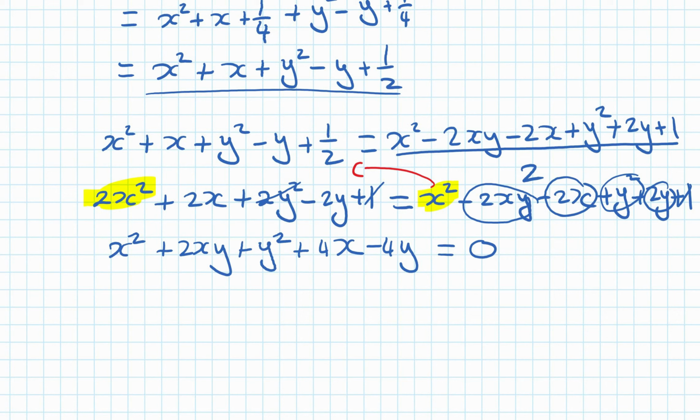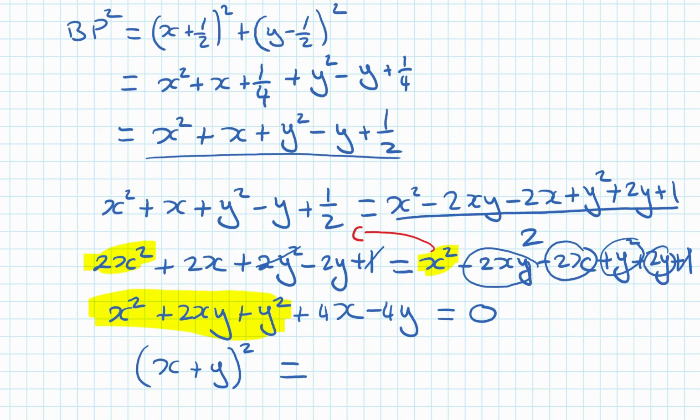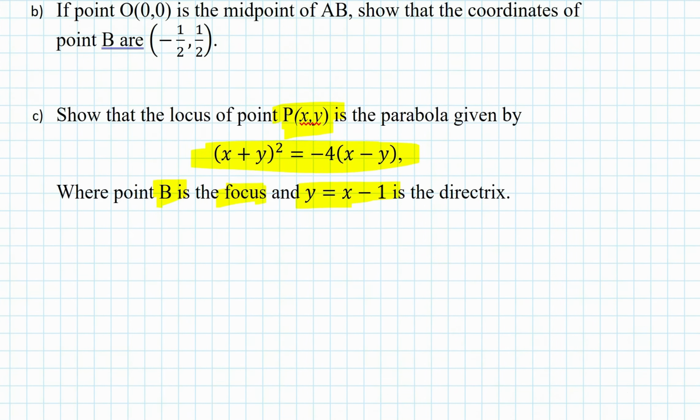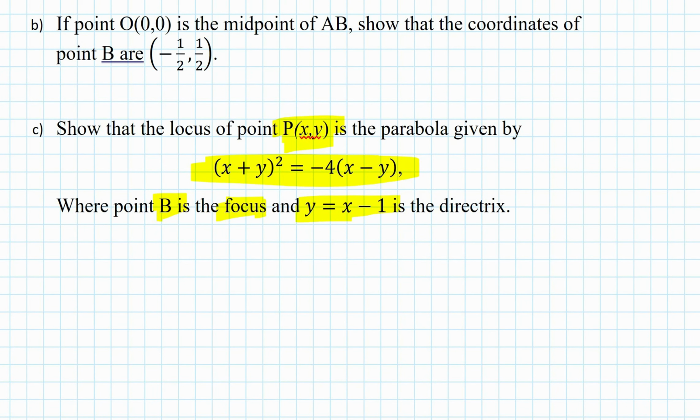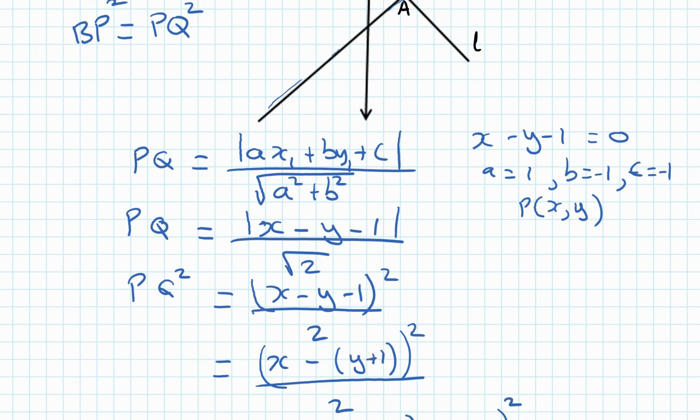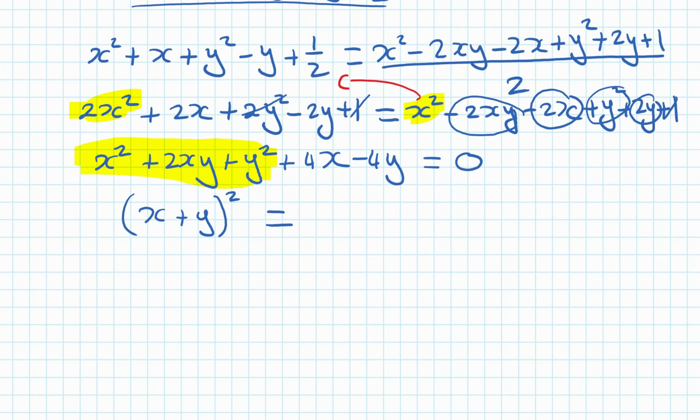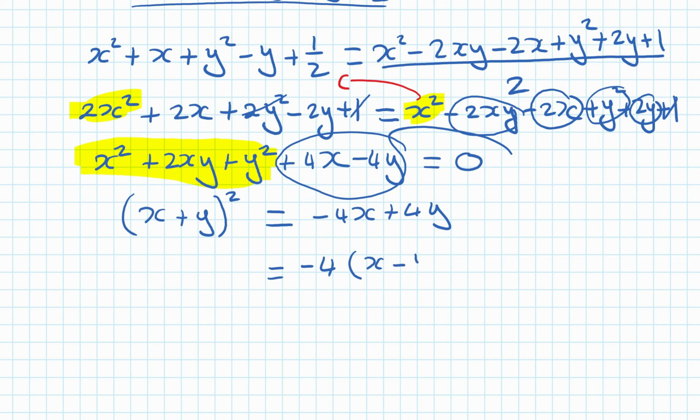Now, you can recognize this. This is a perfect square. So if you factorize this, it gives me (x plus y) all squared. And this one, I move on this side because I'm aiming for this equation here. So I move the other two on the right-hand side, both of these on this side, which gives me negative 4x plus 4y. If I take the negative 4 out, it gives me (x minus y).